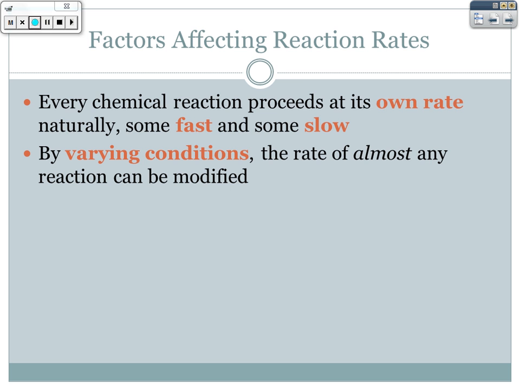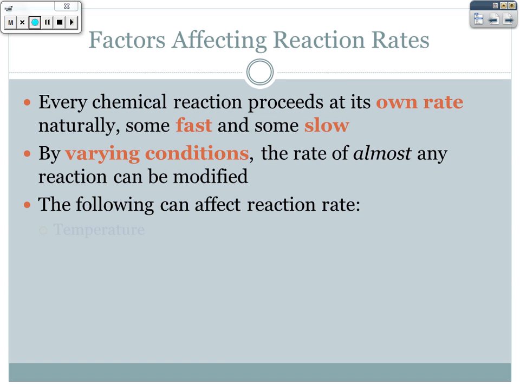By varying the conditions at which the reactions are occurring, the rate of almost any reaction can be modified. As always, there are exceptions, so that is something to keep in mind. But most of the time, you can change the rate of a reaction by varying some of its conditions. The following are the conditions that you can vary to affect the rate. One is the temperature. It's kind of obvious.